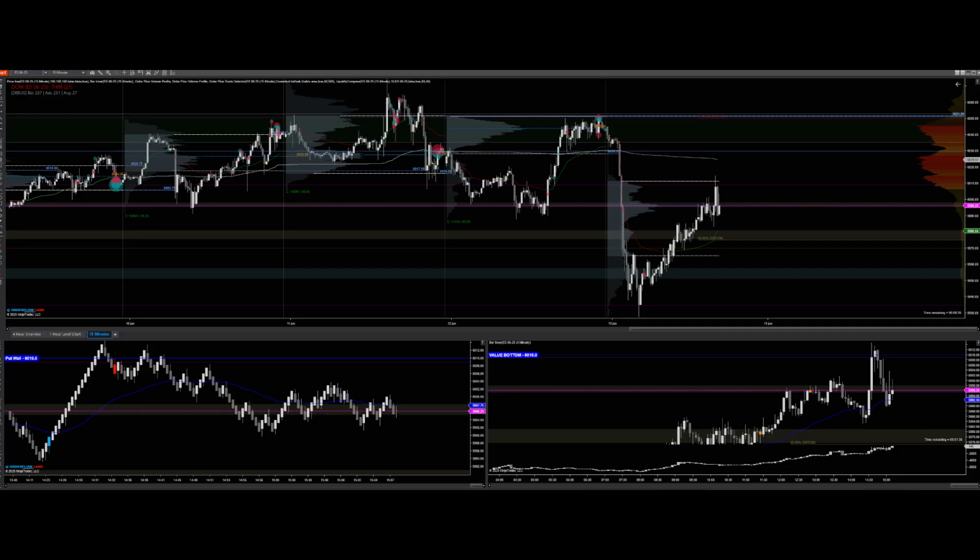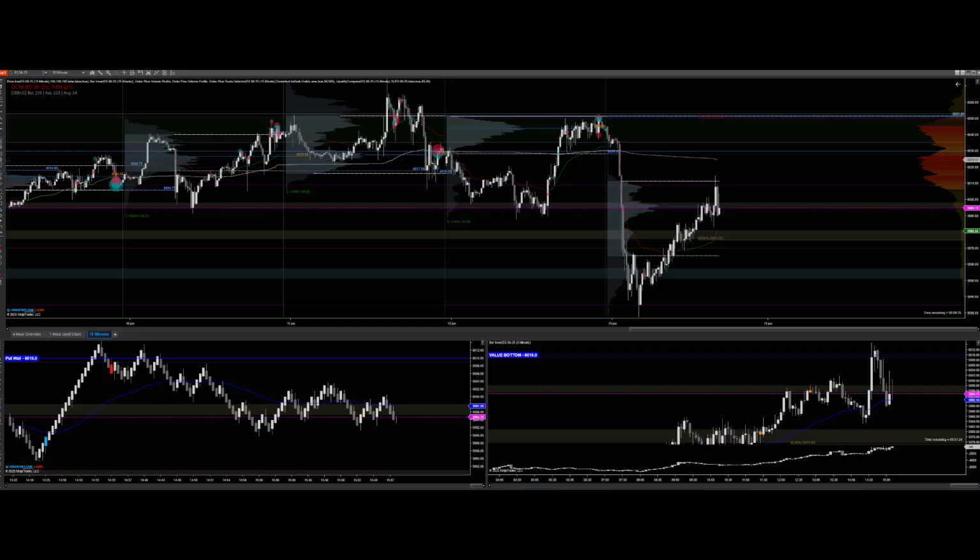I'm expecting this to break 6,010, but just not sure when. Yeah, I'm not seeing a valid entry. That's the problem. So the expectation is that this is going to go north, but I just can't find the right entry. Yeah, I'm looking at the absorption at 92 for a catalyst. Let's call it that.